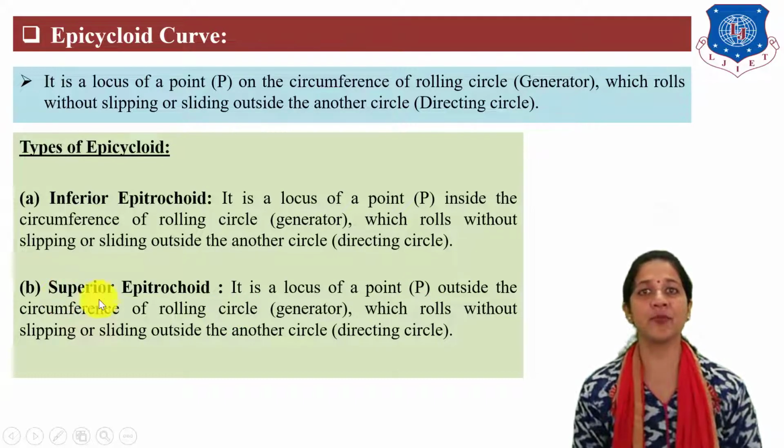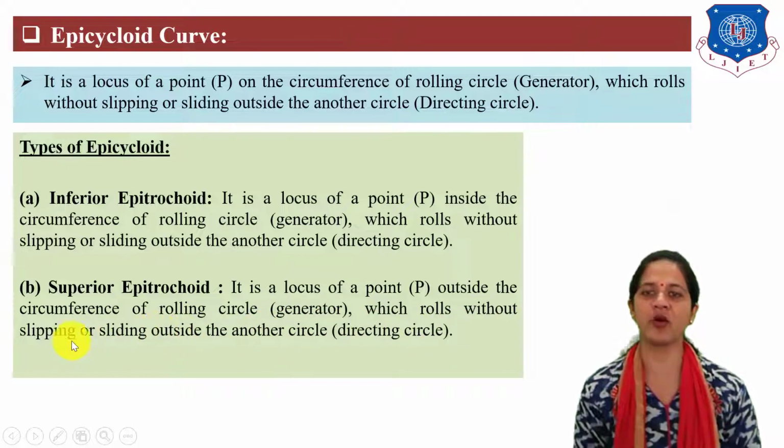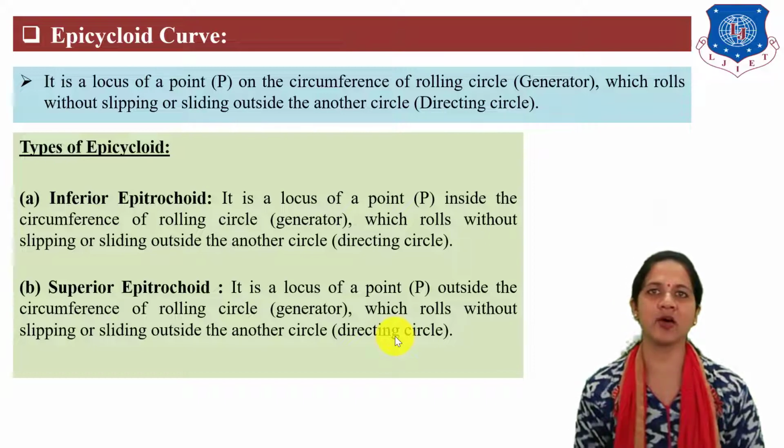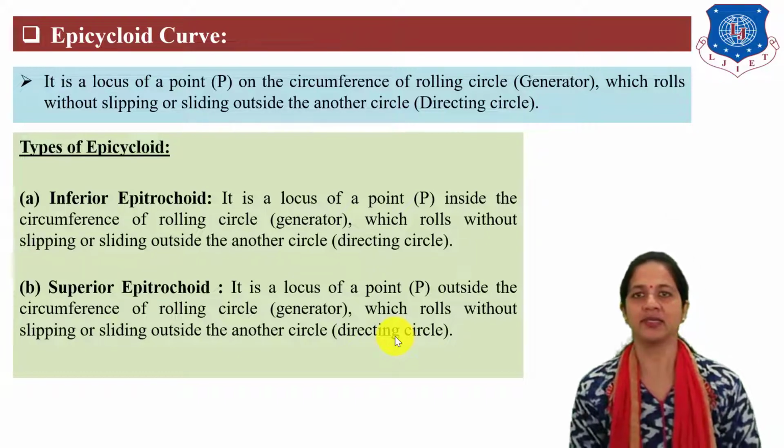Next, what is superior epitrochoid? It is a locus of a point P outside the circumference of a rolling circle or generator which rolls without slipping or sliding outside another circle or directing circle. Now, the fundamental of inferior and superior epitrochoid is similar to the fundamental of inferior trochoid and superior trochoid.